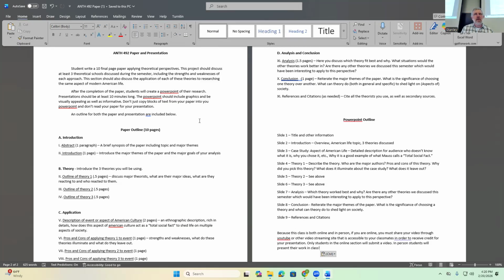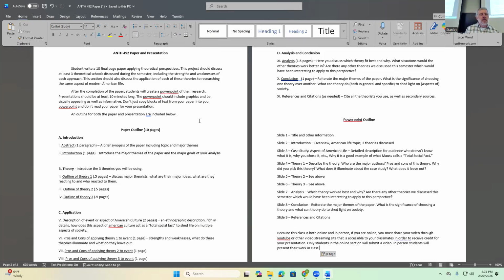And this should be pretty familiar for you because we have been doing this weekly in our discussion posts, where you're applying these theories to an aspect of American life to help you get ready to do this paper. So once you've written this paper, you're going to complete a PowerPoint of this research, at least 10 minutes long. It should include graphics and be visually appealing as well as informative. Don't just copy blocks of text from your paper onto your PowerPoint and read them, right? You want to have bullet points and you want to expound on them throughout your talk.